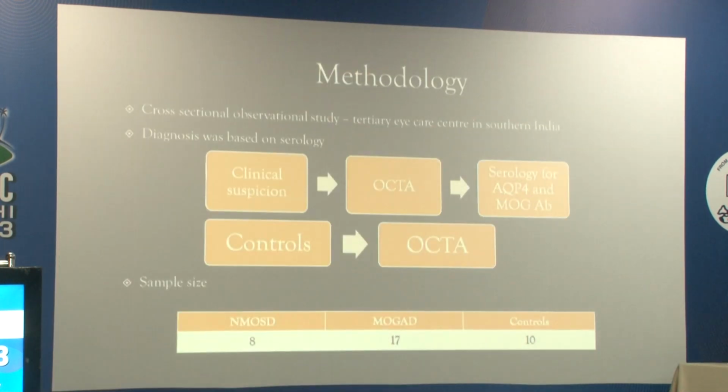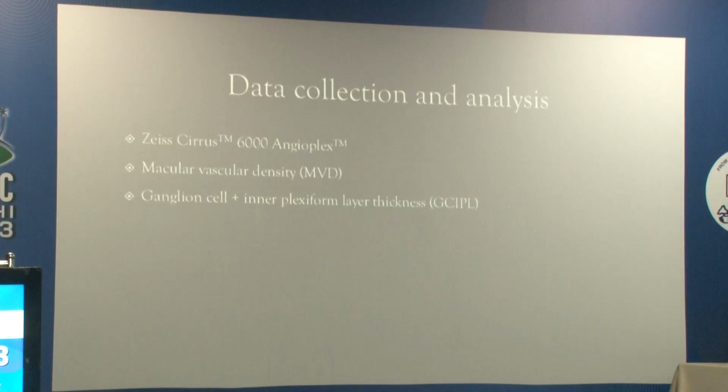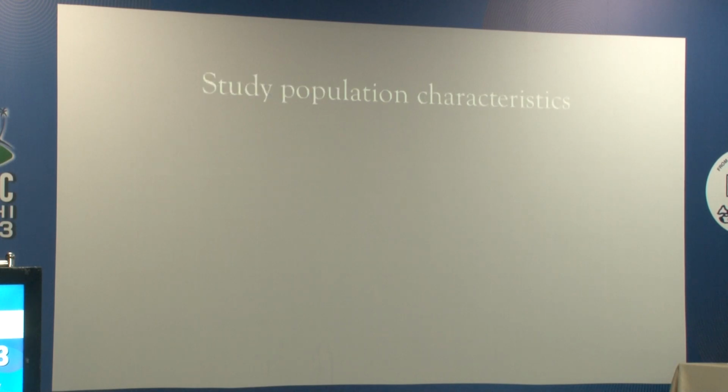This was a cross-sectional observational study at a tertiary eye care center in southern India. The diagnosis of these conditions was based on serological testing, and we had 8 NMOSD patients, 17 MOGAD patients, and 10 healthy controls. We used the Zeiss Cirrus 6000 Angioplex system for obtaining the OCTA images, and we studied macular vascular density to represent the microvascular changes and the ganglion cell plus inner plexiform layer thickness, or GCIPL thickness, to represent the structural changes.